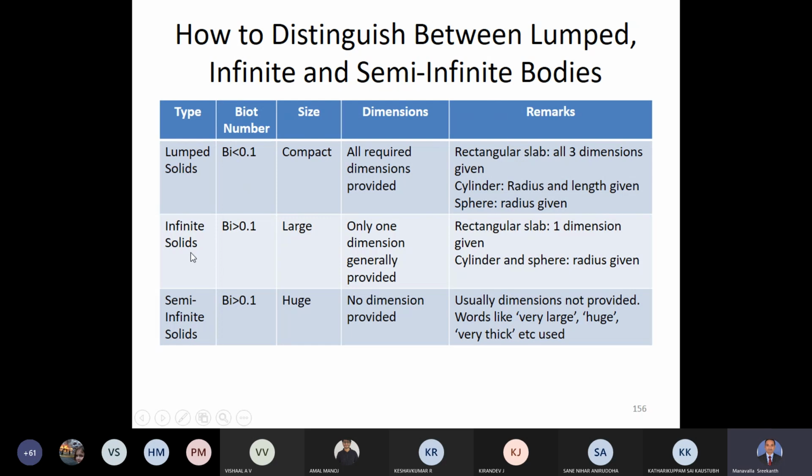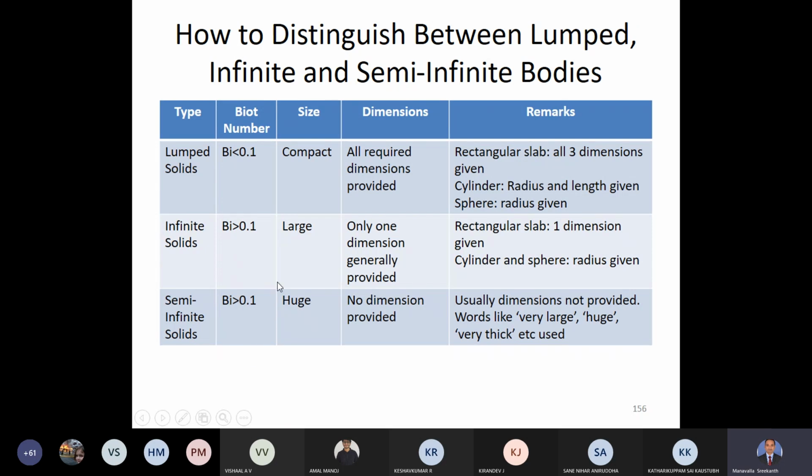If it is an infinite solid, usually only one dimension is provided, because that is the only one needed. For the rectangular slab, one dimension, the thickness, is provided. For the cylinder and sphere, the radius is given. If it is a semi-infinite solid, the size is huge, and usually no dimensions will be provided. Sometimes they may be provided, but in most cases the dimension will not be given. You will find words in the problem like very, very large, huge, or very thick object. That is a hint that it is a semi-infinite solid.